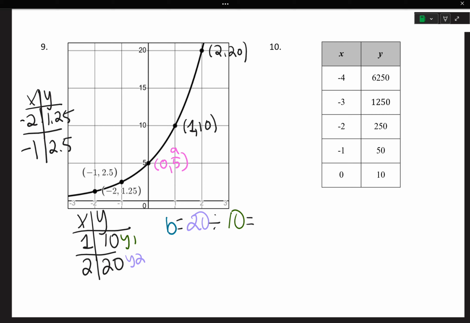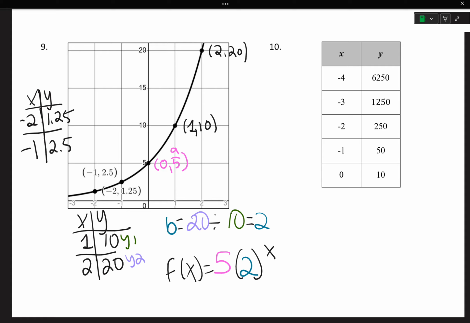That's going to equal 2. And here, if you did 2.5 divided by 1.25, you would also get 2. So here's our function: f of x equals 5 times 2 to the power of x.